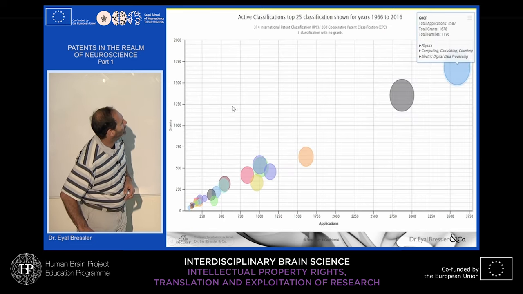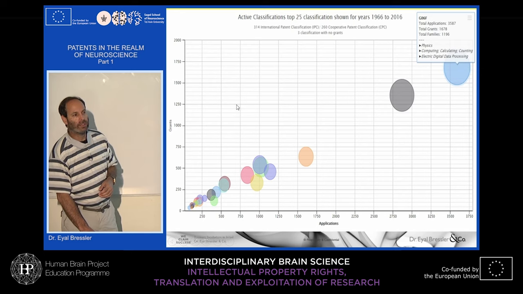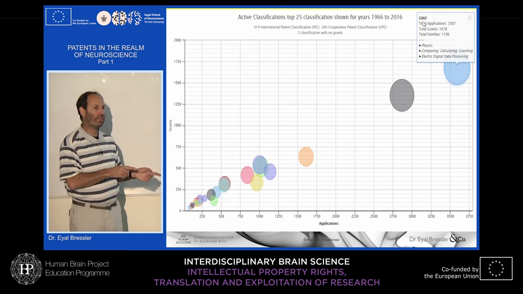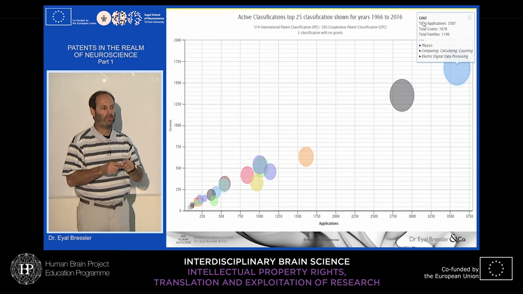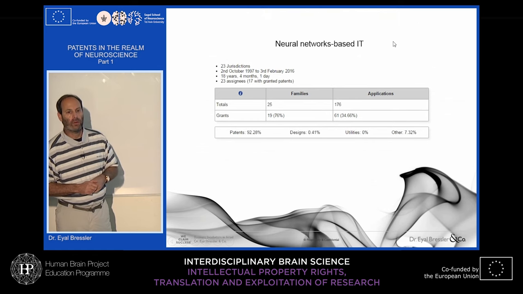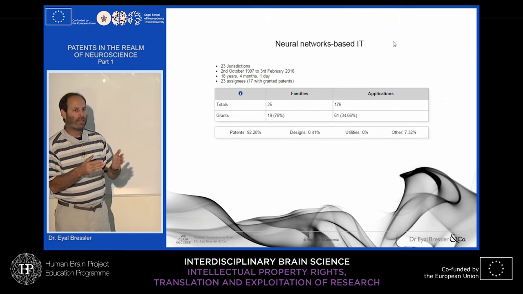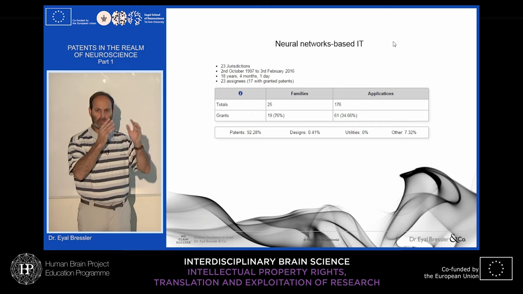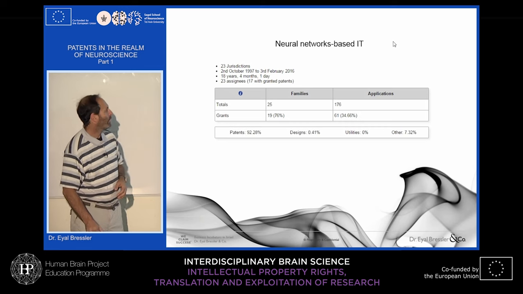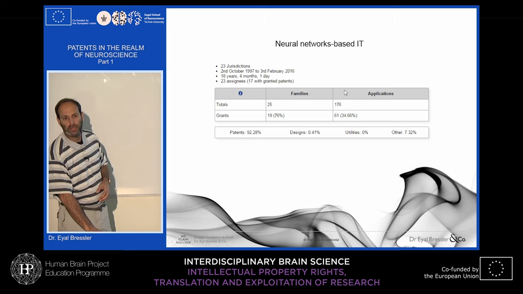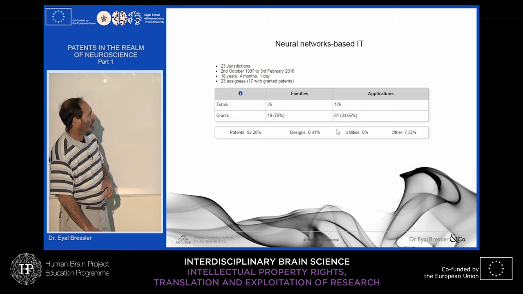And this is the IPC of neural networks that you can see here, just for the demonstration, that neural networks and IT share the same IPC. Now, in a Boolean way, we cut neural networks and IT, technologies that are connecting neural networks and IT. Now the numbers are very small. There are only 25 families, which is a very narrow presentation, about 200 patents.